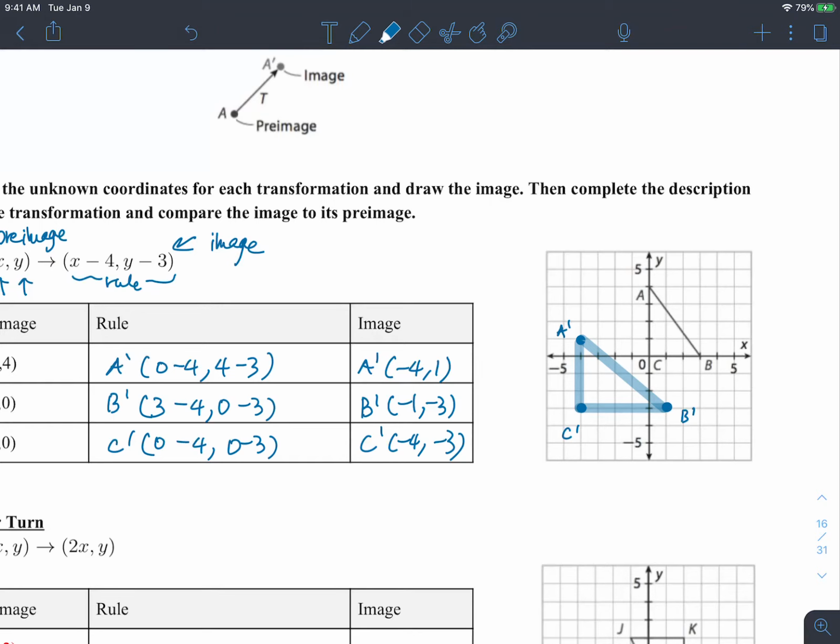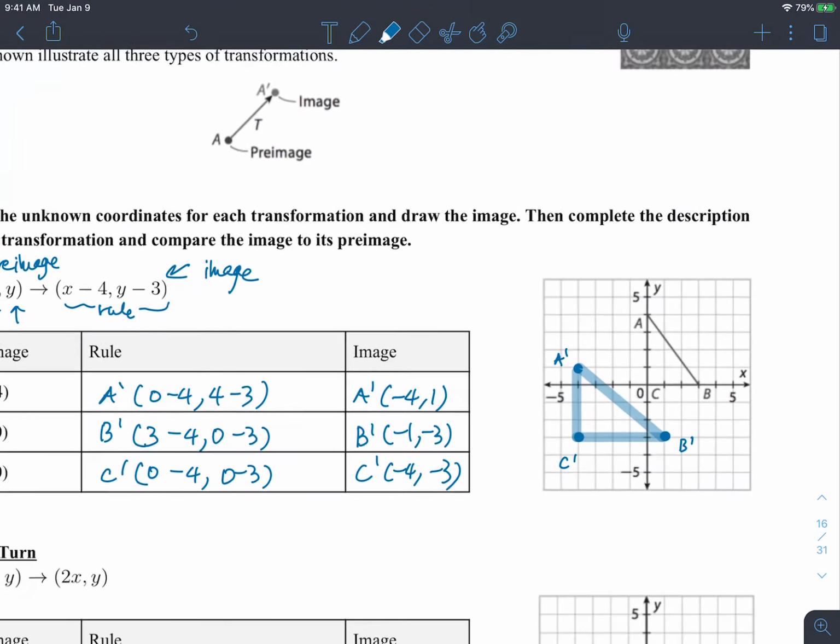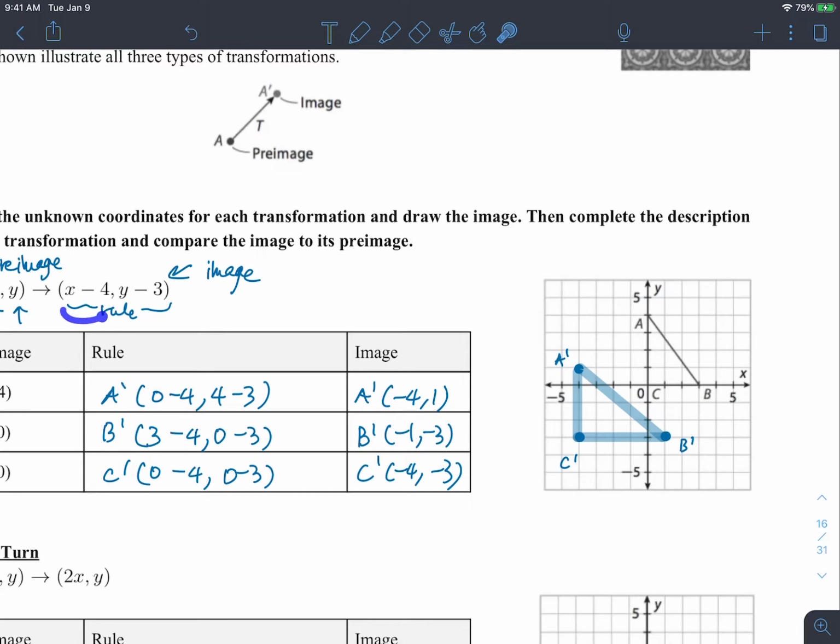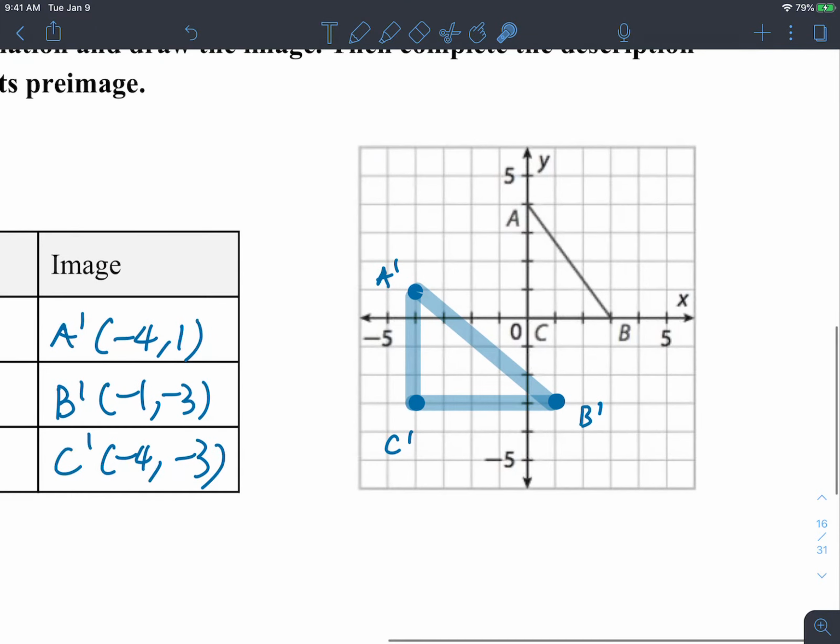And did I just make a mistake? Let me just double check. Yes, I did. Because if you think about it, this is a translation, which means the shape should not change, should it? And clearly it looks different. The mistake was that that was negative 1, but I put in the positive 1. Do you see that? So I'm going to erase these two, and I'm going to move that to this part right there. And now let me connect it. And this should look like the same shape.